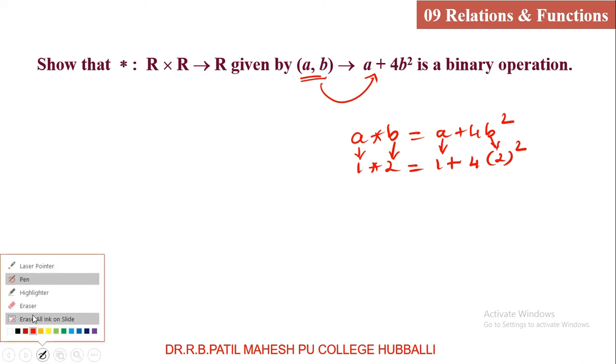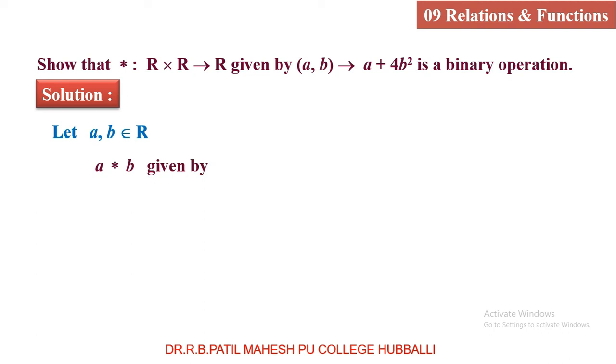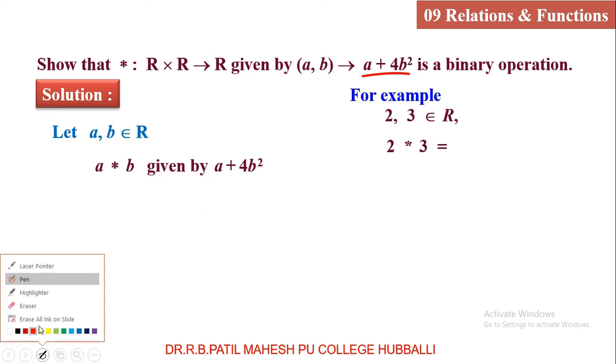This is about the condition. Show that this operation is a binary operation. Let us have the solution. Let a, b belong to R. a star b is given by a plus 4b square. For example, just now I told you the same example, but I am taking 2, 3 belonging to the set of real numbers. So 2 star 3 will be according to a plus 4b square. I am going to replace a as 2, b as 3 here. So let us have 2 star 3 here.